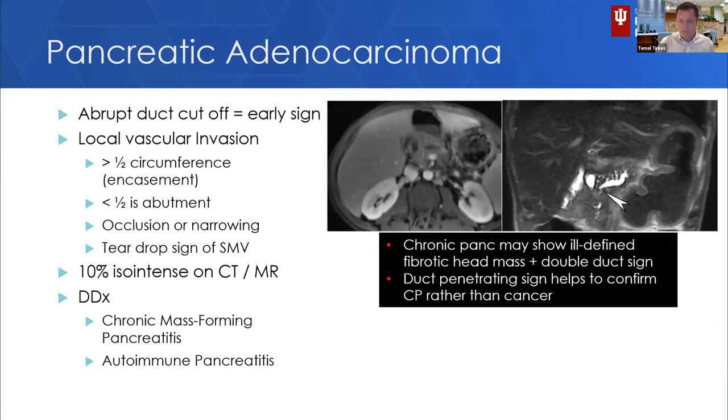And this is a case of double duct sign. But in this case, there was actually a useful imaging feature called the duct penetrating sign here. I don't know if you can appreciate this. The tiny little duct is actually a continuation of the main pancreatic duct. This has been described as possibly indicating chronic pancreatitis rather than a pancreatic cancer causing double duct sign.